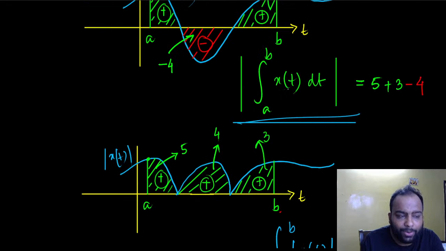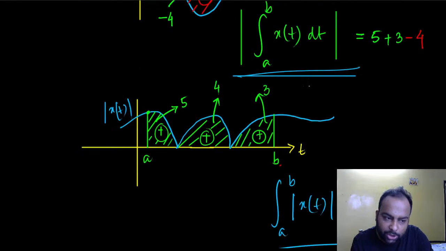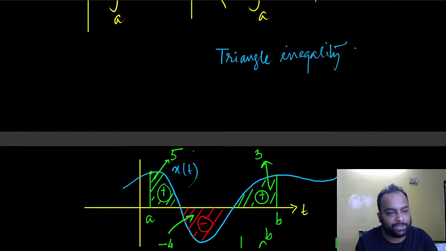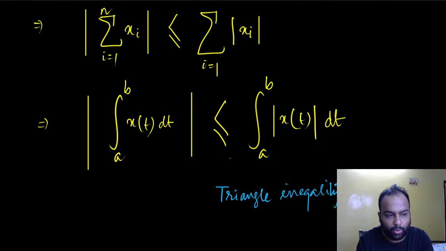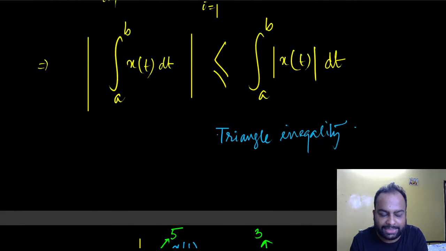So as you can see, this is always going to be larger than this, because this area will have negative parts in it. So this is always going to be smaller than this. That is what we have written here. This is the triangle inequality. If I take the mod on the signal first and then do the integration, all the negative areas will become positive, so this is always going to be larger, right? And why is there an equal to sign? Why is there a less than or equal to?